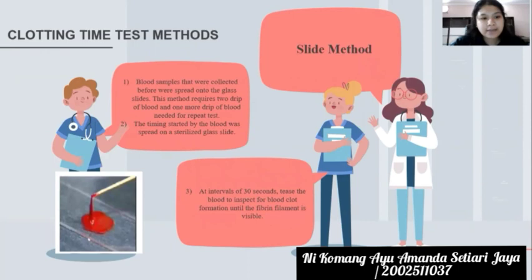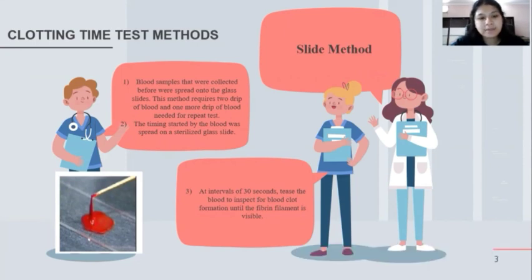The last one is the slide method. It uses fresh blood droplets that require 2 drops of blood spread onto a sterilized glass slide. At intervals of 30 seconds, it will be lifted with a stick to check if there is any blood clot formation until the fibrin filament is visible.